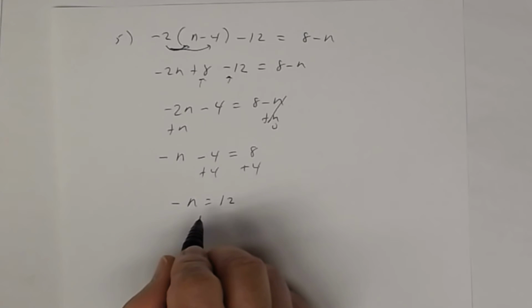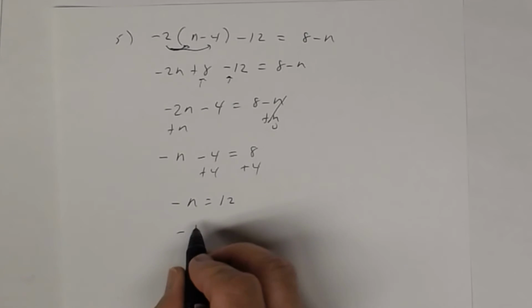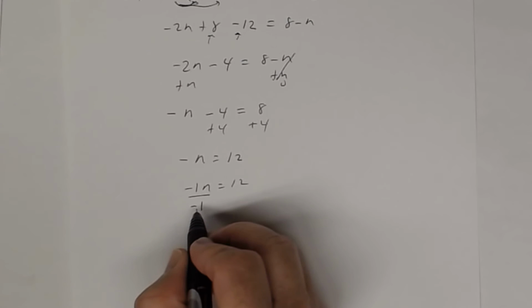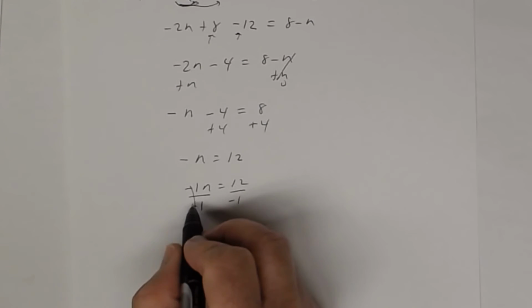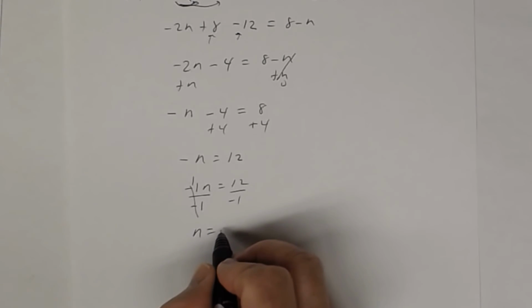Okay, now be careful. You got to solve for n. I have negative n. Now remember what that negative n means. That negative n you can think of as negative 1 times n equal 12, right? So now you can divide by negative 1. You got to show that negative 1 there. So negative 1 divided by negative 1 is 1. 1 times n is n equal 12 divided by negative 1 is a negative 12.